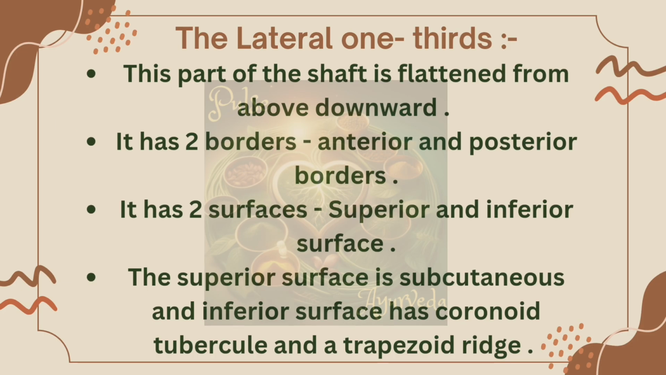Then the lateral 1/3 part in detail. This part of the shaft is flattened from above downward. It has 2 borders, anterior and posterior, and 2 surfaces, superior and inferior. The superior surface is subcutaneous and the inferior surface has the conoid tubercle and the trapezoid ridge. We can see all this in the image, which is given after these 2 slides, so we can learn from there.